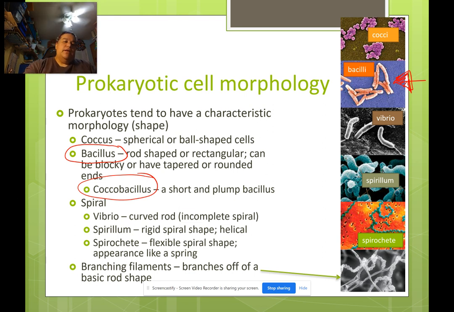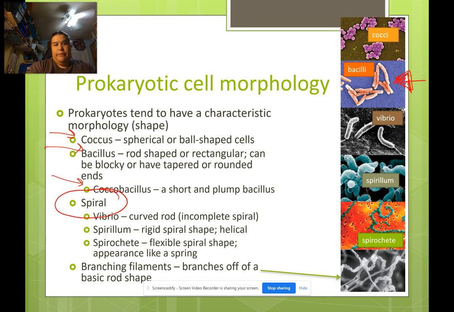Okay. So we have cocci, we have bacillus, we have coccobacillus. We also have spiral shapes. Okay. So spiral shapes kind of look like a spring. You've got 3 different types, and how much of a spring they are and how flexible they are plays a role in where you put them in each category.